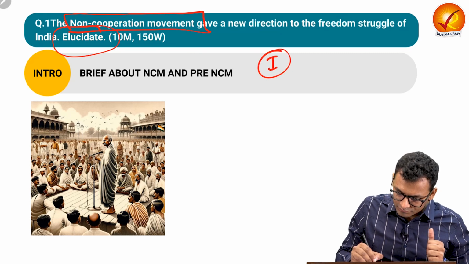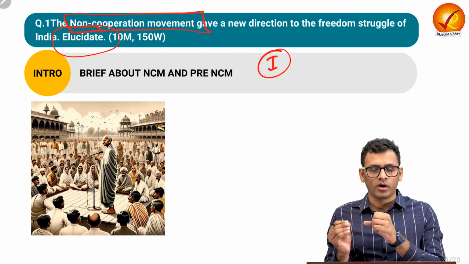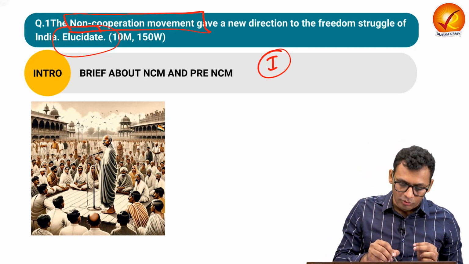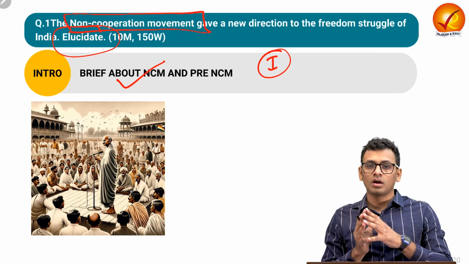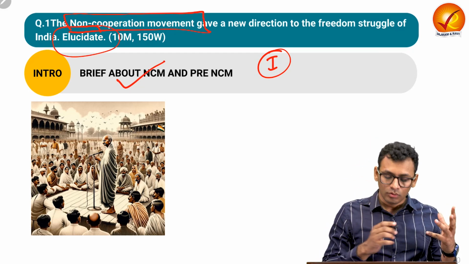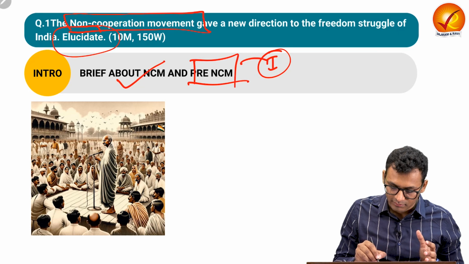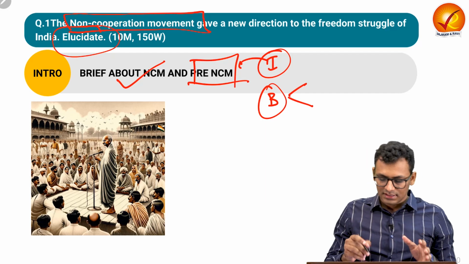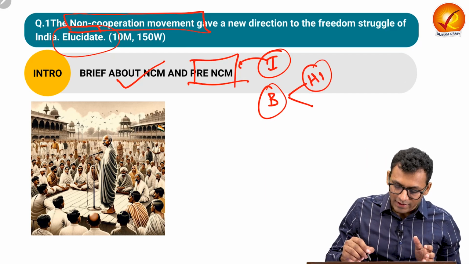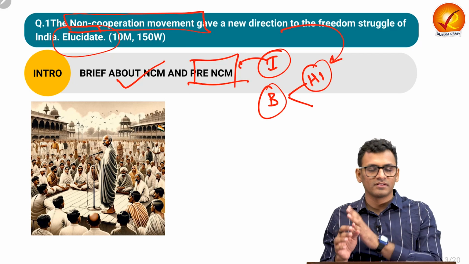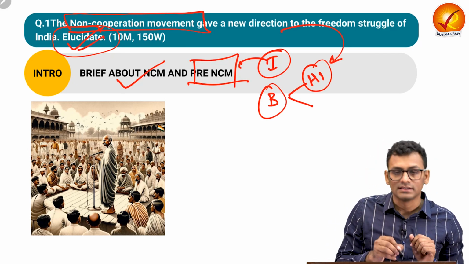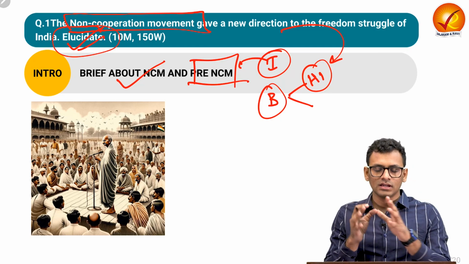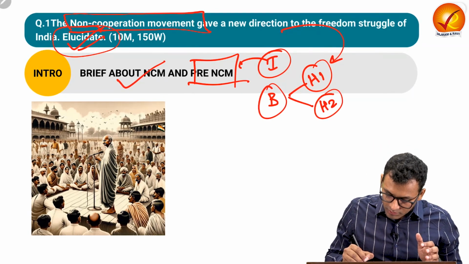So in the introduction, as we are talking about a pivot point of the freedom struggle, over here you can give either the brief idea about non-cooperation movement or you can talk about what exactly was there before non-cooperation movement, as in pre-non-cooperation movement. In the body, you can divide the topic into 2 parts. In the heading 1, you can talk about how exactly it gave the new direction to the freedom struggle, and as we have to elucidate, which refers to the fact that we have to bring clarity to the idea of the question. So you have 2 options.